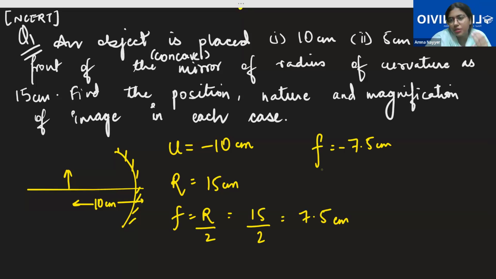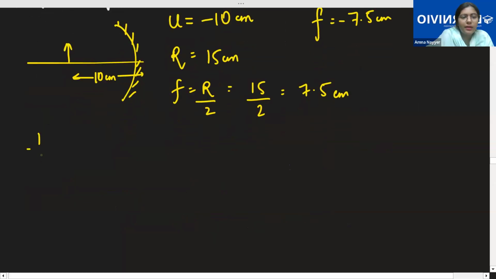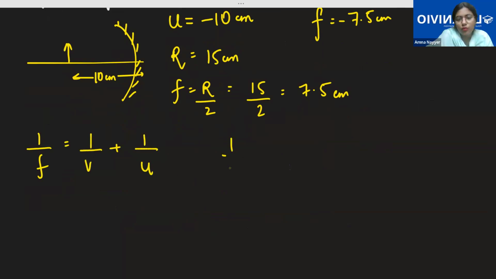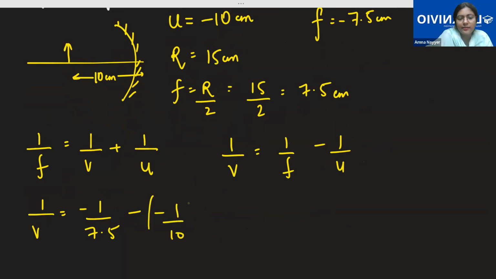Now this question says the same thing: position, nature, and the magnification. Magnification basically means the size, and the nature will be given by it. So what you do, 1 by f is equal to 1 by v plus 1 by u. From this we can say 1 by v will be equal to 1 by f minus 1 by u. So if we put in the values, 1 by f is minus 1 by 7.5, minus object distance, which is minus 1 by 10. That makes it minus 1 by 7.5 plus 1 by 10.